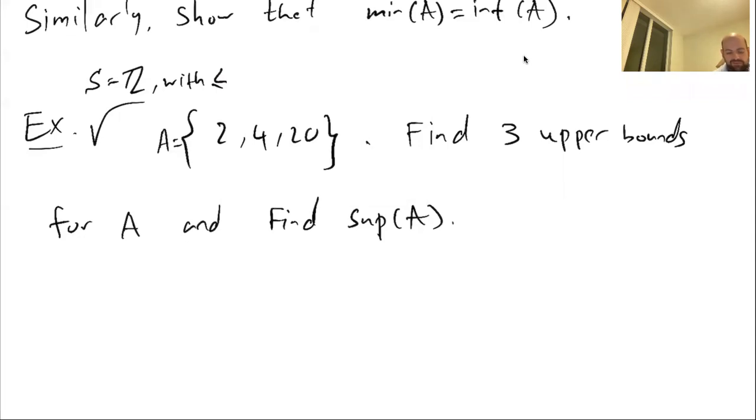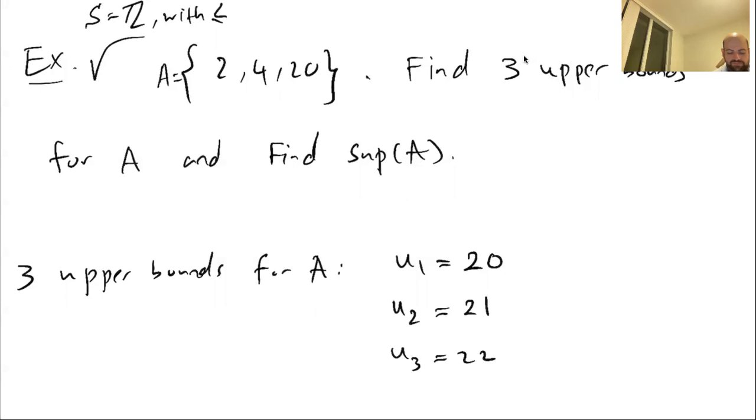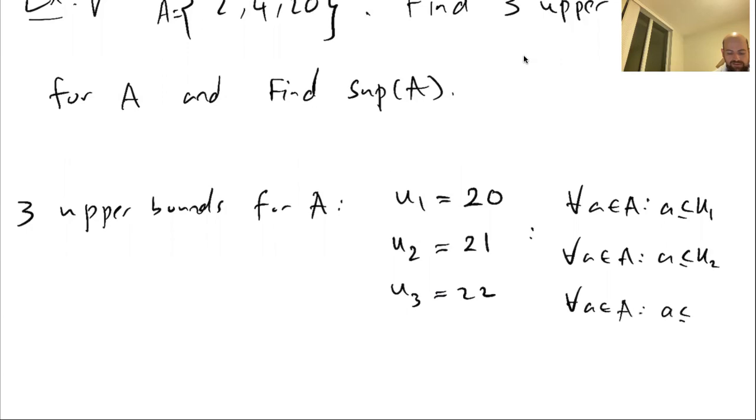So 3 upper bounds for A. What do you want to list? We could say, let's say U1 equals 20, U2 equals 21, U3 equals 22. Because for every A in A, we can say that A is less than or equal to U1. Similarly, for every A in A, A is less than or equal to U2. And for every A in A, A is less than or equal to U3.